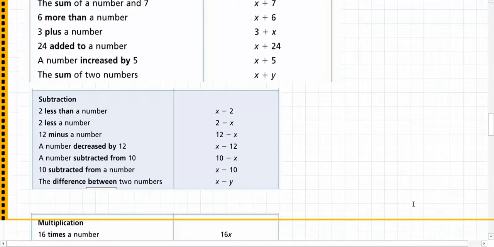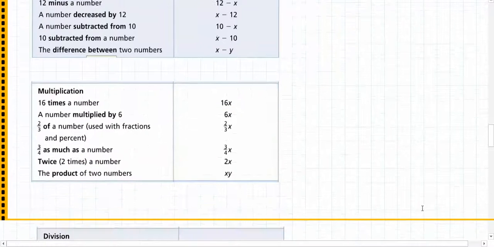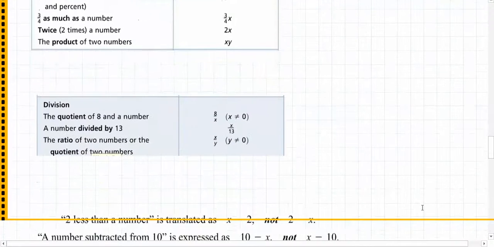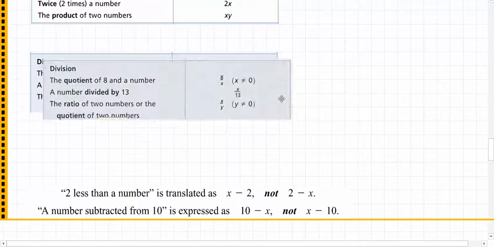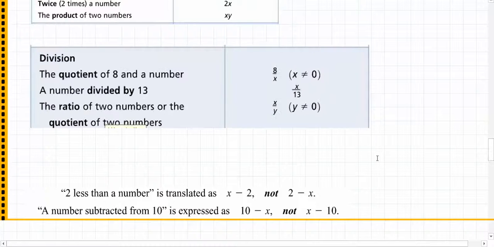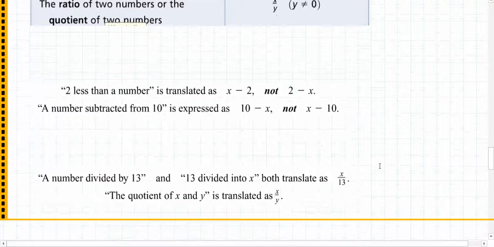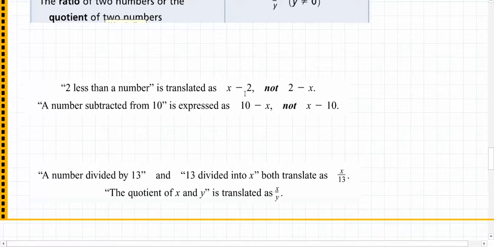Subtraction, lots of different ways to say subtraction. Less than, less, decreased by, subtracted from, the difference between. Multiplication, times, of, as much as, twice, 3 times. Division, the quotient or divided by or ratio. There's really only 2 cases where it gets a little tricky, where order does matter. Here's one of them. 2 less than a number is x minus 2, not 2 minus x.